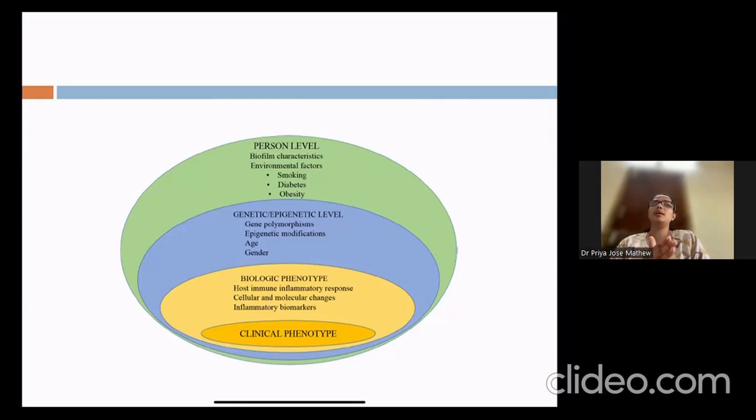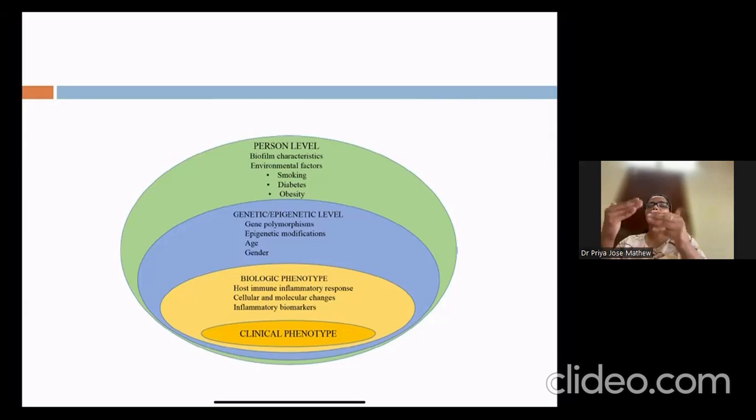The first circle is the personal level, that is the biofilm characteristics and the environmental factors, including smoking, diabetes, and obesity. If the patient has risk factors, then the presentation of disease activity is different. When the patient goes to the next level, the genetic level, if the patient has a genetic polymorphism or epigenetic modification along with the risk factors, again the disease pattern differs.